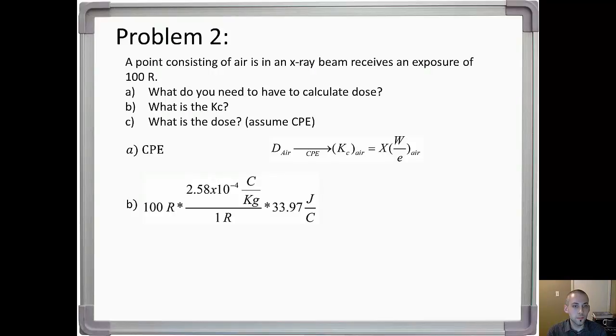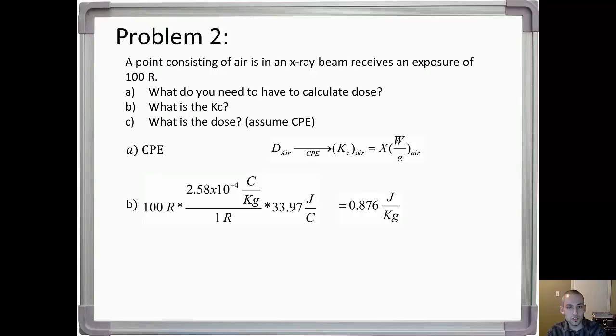Let's calculate that. In case you didn't know, units of collision kerma are going to be in joules per kilogram, which is also dose. So absorbed dose is in gray, joules per kilogram. Collision kerma is also gray, joules per kilogram. Okay, so let's do the conversion. We have 100 Roentgens, so we're just going to convert from Roentgens, 2.58 times 10 to the negative 4 coulombs per kilogram. And we will multiply that by our W over e to get the units we want, which are joules per kilogram.